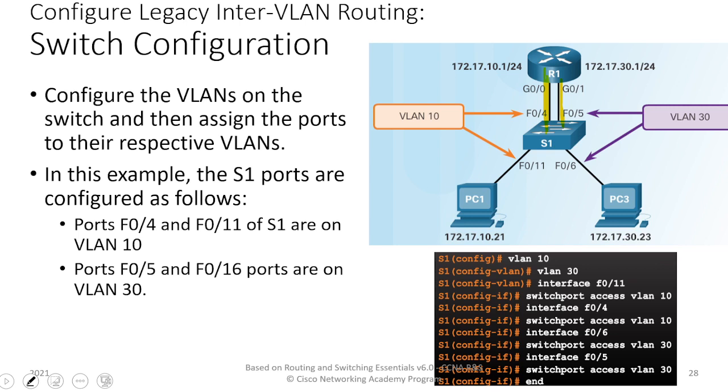So now when any communication goes to the router, that particular link is only going to carry traffic belonging to a specific VLAN. So that's the configuration that we will do there.